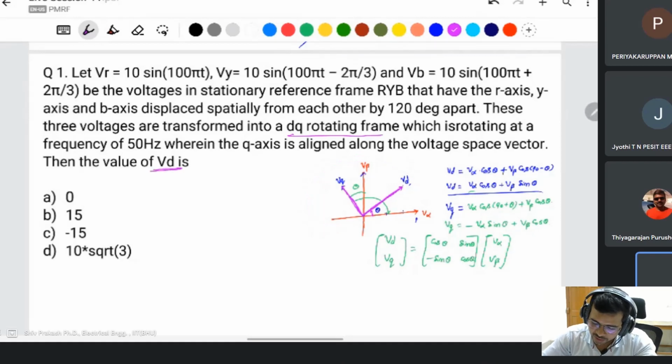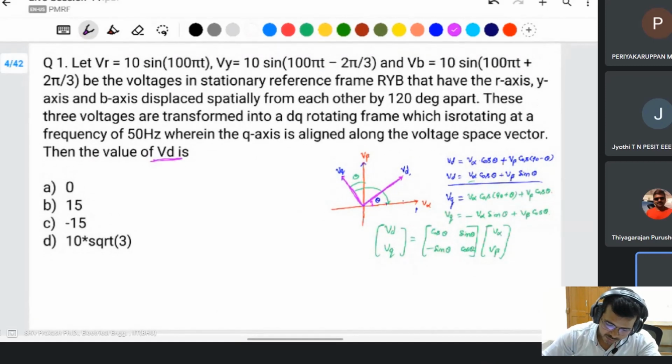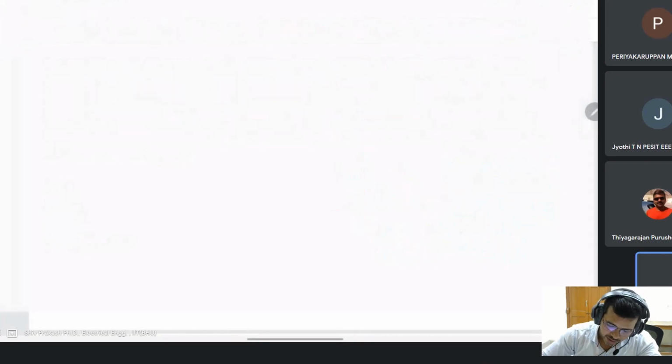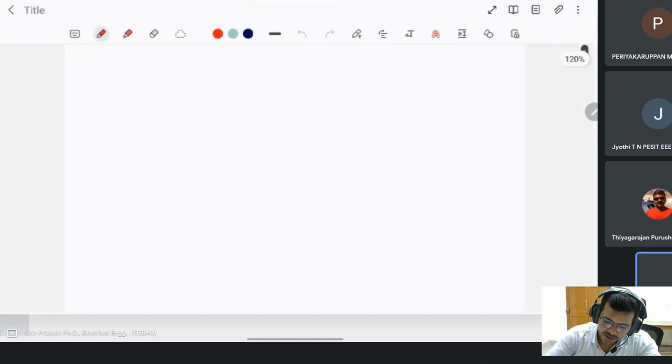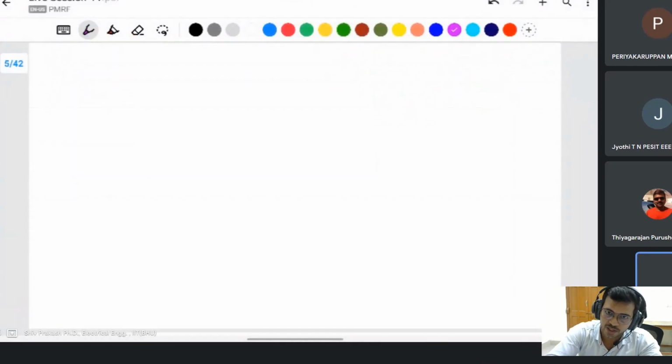First of all, calculate the alpha, beta, V alpha, V beta. After that, you can calculate the VD and VQ. V is 10 sin omega t. The magnitude is Vm. I take it as Vm, as a general system. After that, we put in the value of Vm and omega.